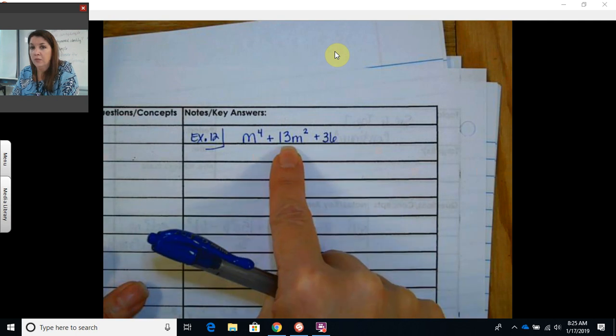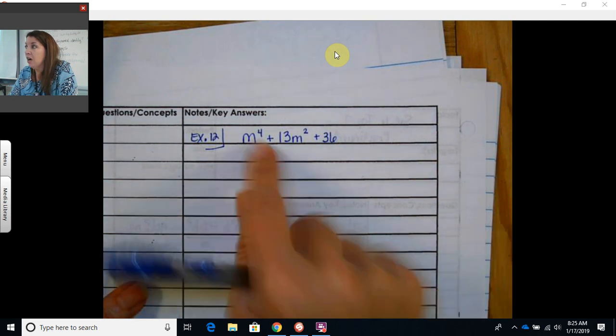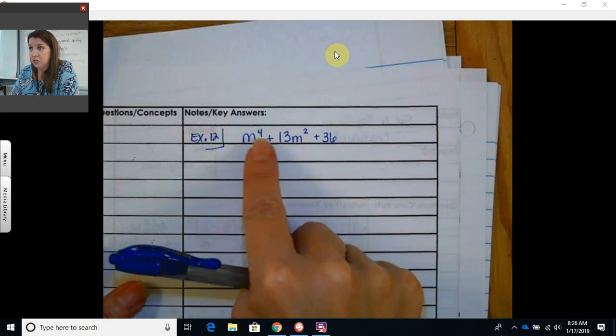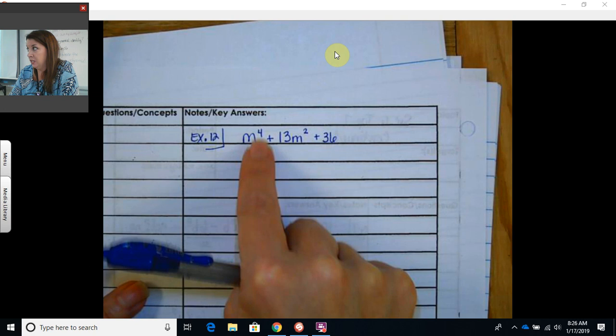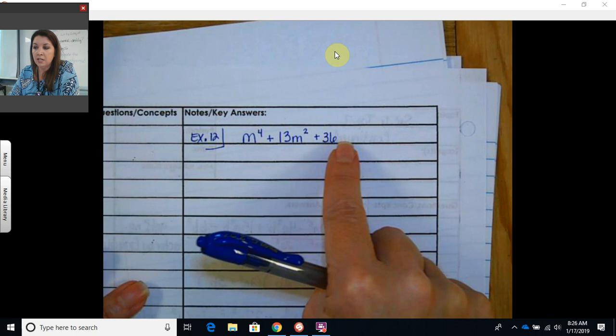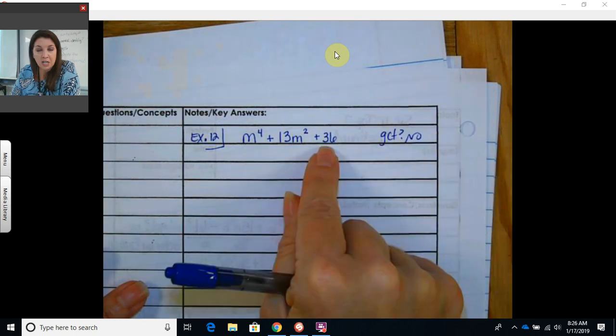No, okay. Can we use T-chart and divide and slide? Nope, it's not a quadratic. However, when you have a problem like this, it's a trinomial. Your first term has a degree of 4. Your middle term has a degree of 2. Oh, is there a GCF? No, we always look for that, right? And your last term is a constant.